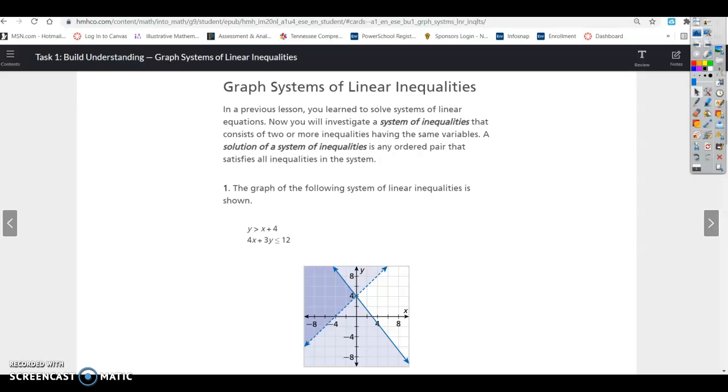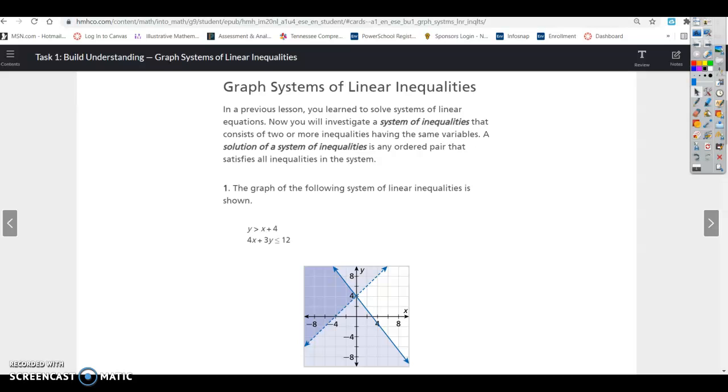Hey guys, today we're going to look at lesson 10.2 and we're going to start with task 1. So we're going to graph systems of linear inequalities. Remember, a system is two or more, and we've already graphed linear systems of equations, and now we're going to look at systems of inequalities.